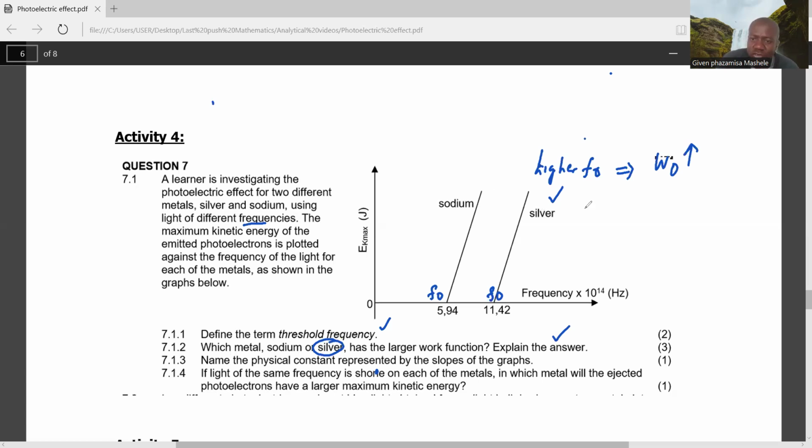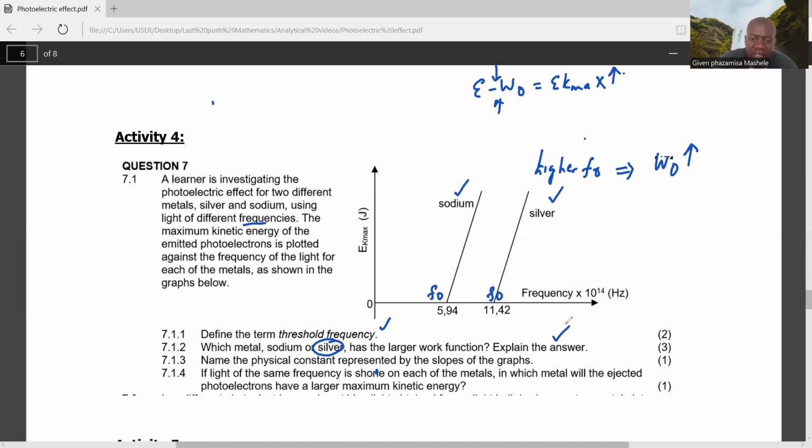But what if they ask which one will have higher kinetic maximum between silver and sodium? Obviously, the answer will be sodium, because when we are relating work function and kinetic maximum, because of the minus, there's a negative relation between work function and kinetic maximum. If we're using the same light, if we assume that the energy of the photon is the same, the lower the work function, the higher the kinetic energy. So sodium is the one which will have a higher EK max.